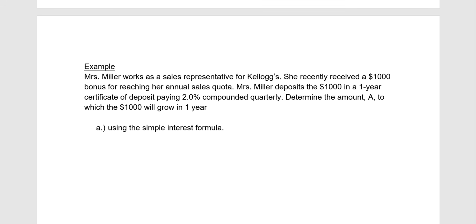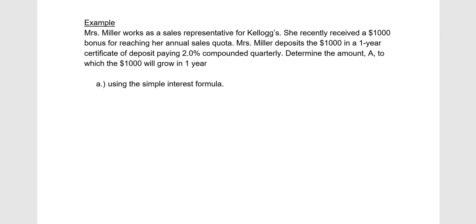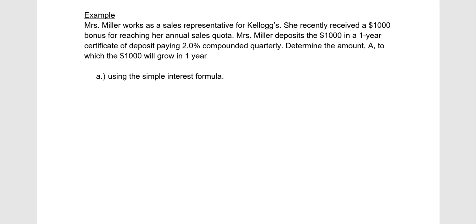So let's go ahead and see an example. Mrs. Miller works as a sales rep for Kellogg's. She recently received a $1,000 bonus for reaching her annual sales quota, and she deposits the $1,000 in a 1-year certificate of deposit, paying 2% compounded quarterly. We want to determine the amount, which is A, to which the $1,000 will grow in 1 year.